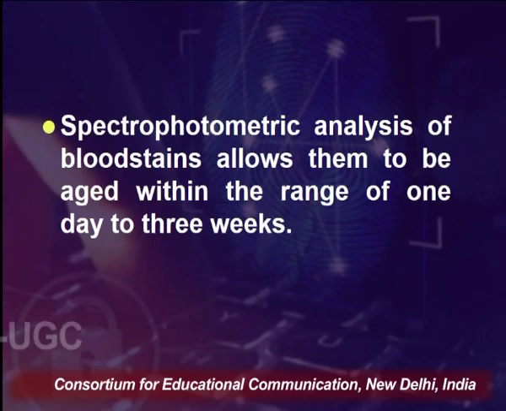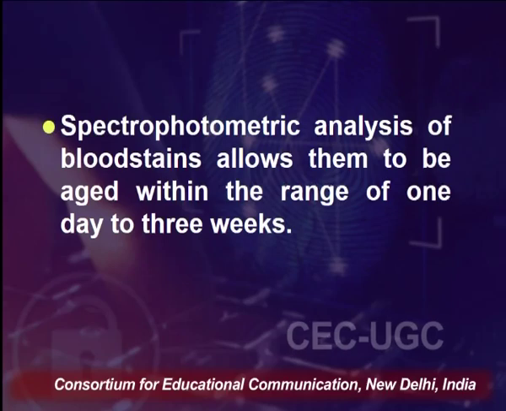So, for the blood stains at the crime scene, we can determine the age of these stains using various spectrophotometric techniques. For example, if we are using a UV-visible spectrophotometer, the OD given by the spectrophotometer will be different for blood which is a day old, a week old, 2 weeks old or 3 weeks old. That is how the aging of blood can be done by using spectrophotometric analysis.